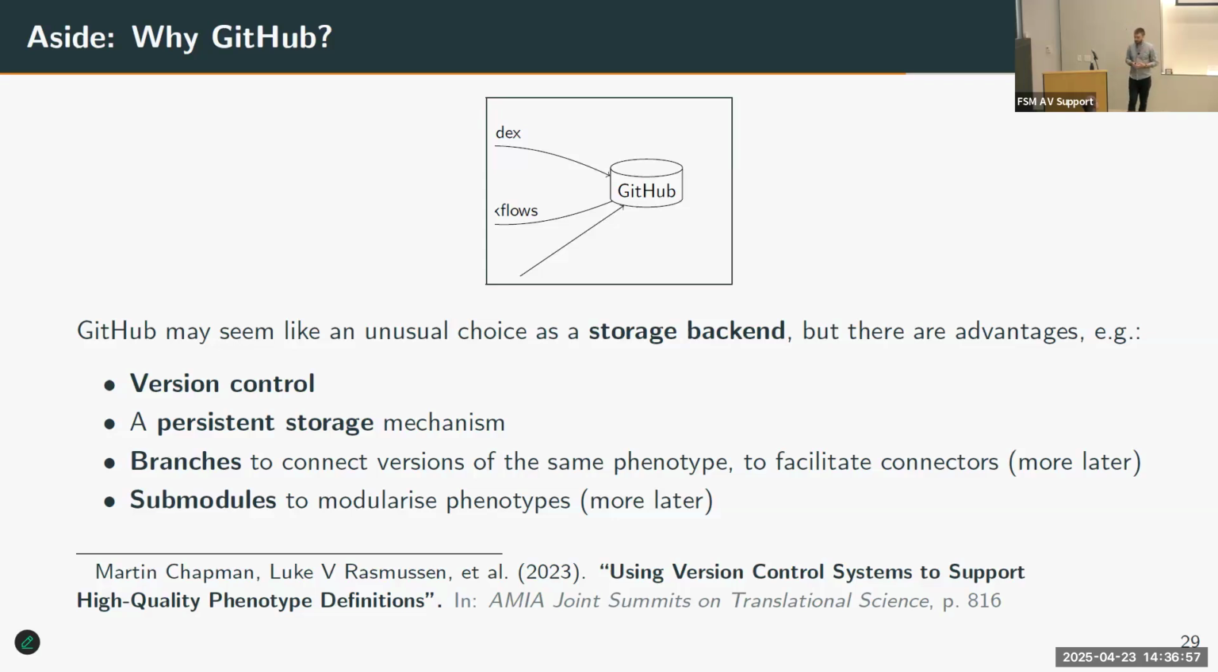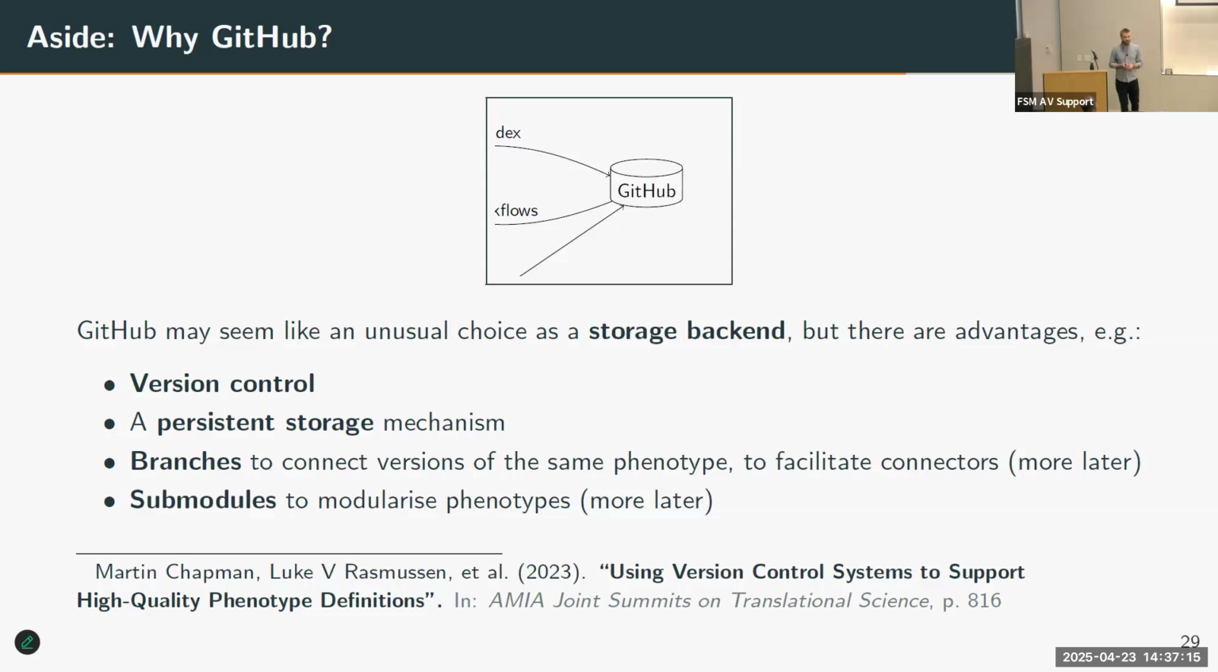Well, you're probably thinking the benefits here are quite obvious. Version control. If you've written phenotypes, you've probably got hundreds and hundreds of versions of them. We need to be versioning them. And if you're dumping your original phenotype before it's even been used to GitHub, then you are setting a good precedent there. A persistent storage mechanism.